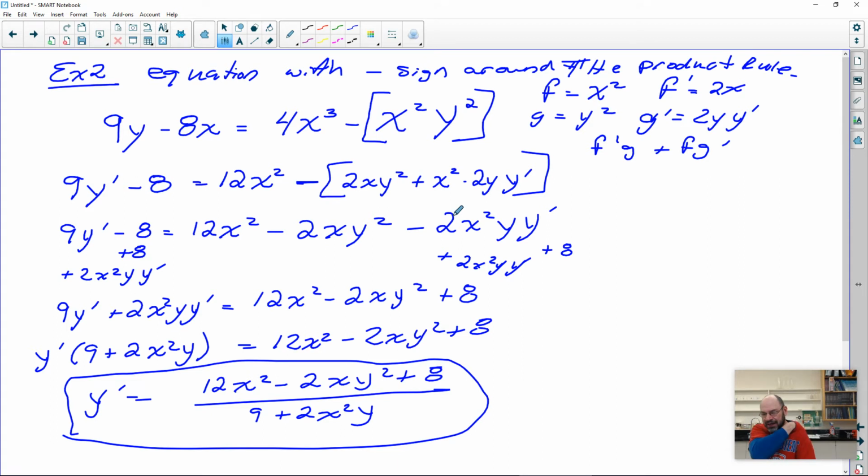Okay, and that's our second example today. And I have one final example that I want to do with a circle or an ellipse, where you're finding the slope of a tangent line to that circle or ellipse.